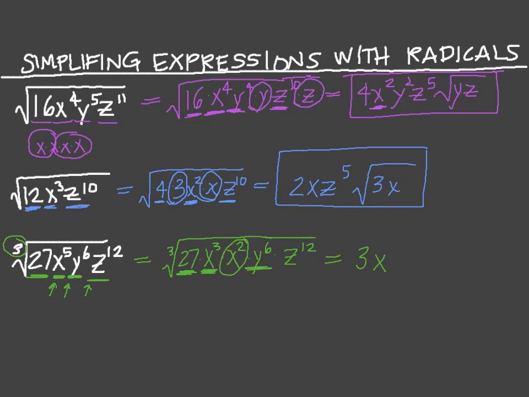All right, now let's look at y to the 6th. There are 2 groups of 3 in there, so y squared can come out. And z to the 12th, there are 4 groups of 3 in there, so z to the 4th. And then what's left over is just x squared.